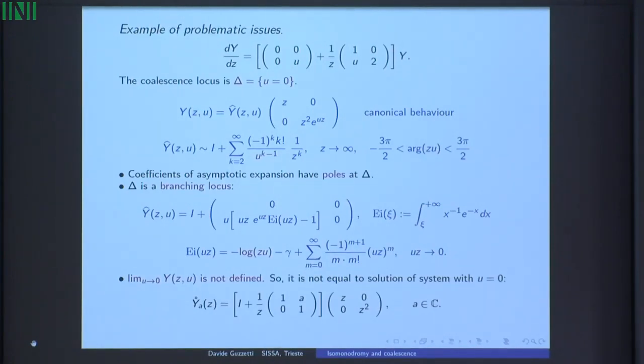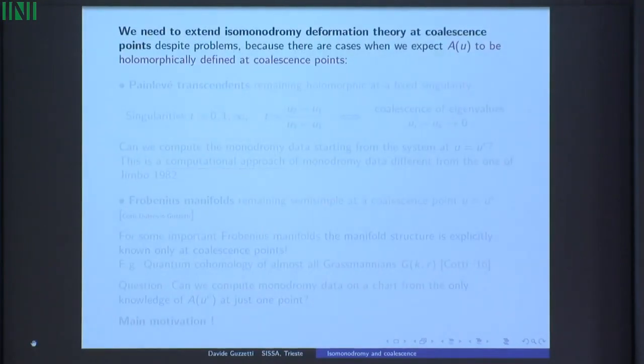And even when you take the limit when u goes to 0 of our solution, actually here there is no limit, but there is a solution for this system when u is equal to 0. Actually, there is a whole family of solutions depending on parameters, but the limit is not this one. So you see that even in this very simple example, there are problems. But anyway, we would like to extend the isomonodromy deformation theory in this case.